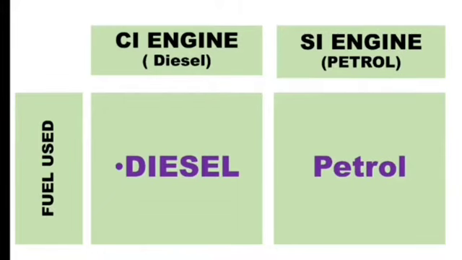First of all, fuel used. CI engine is the compression ignition engine, and SI engine is the spark ignition engine. So in a CI engine, the fuel used is diesel. We also call the CI engine a diesel engine, and the SI engine a petrol engine. So these are the respective fuels used in CI and SI engines.